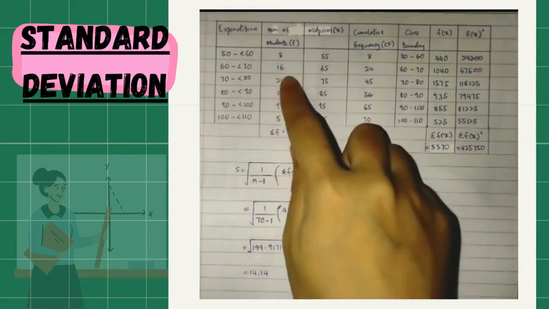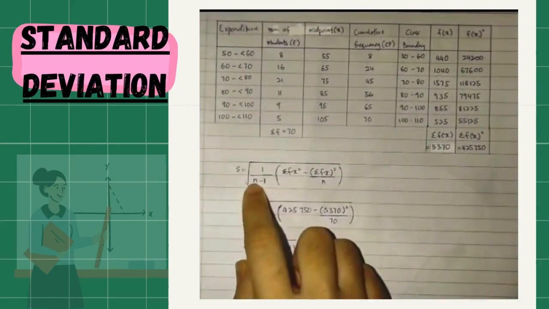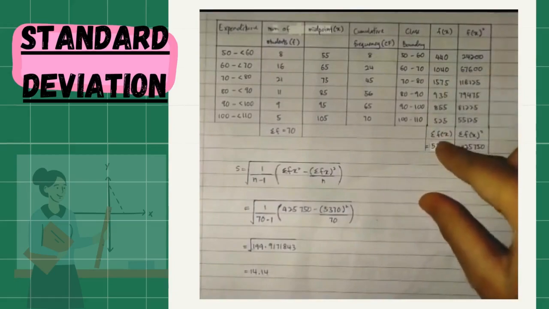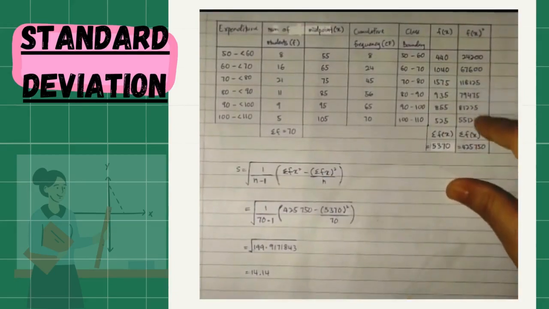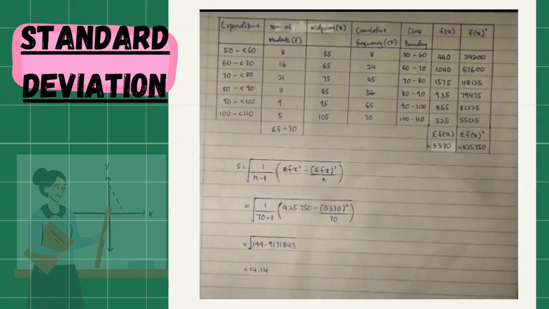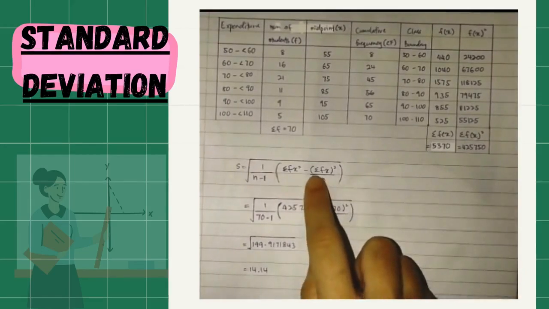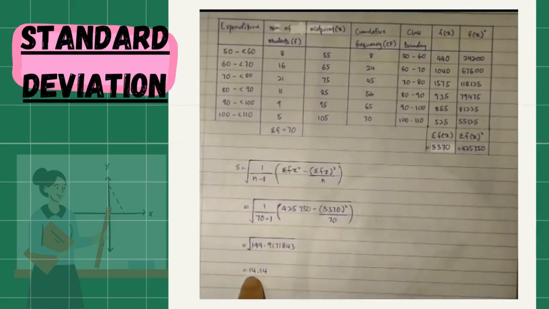You need to sum the frequency for n. Then you sum this to get fx. You sum all of this to get fx to the power of 2. Then you replace it in the formula. Then you will get the total, the standard deviation, which is 14.14.